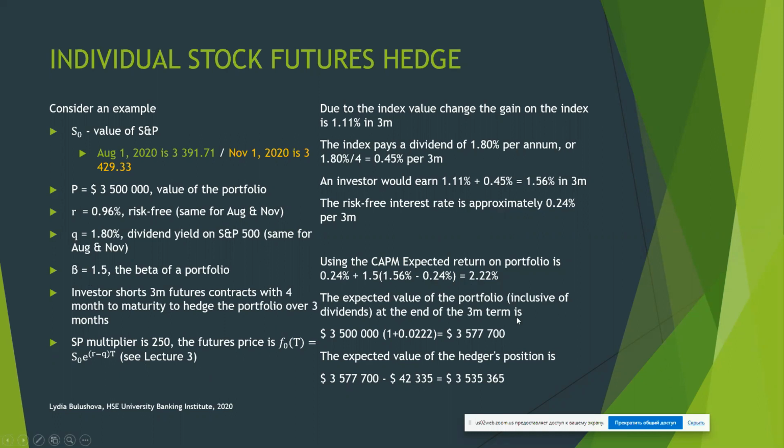So the expected value of the portfolio is as follows. We experienced a loss from our position in futures, $42,000. So the position in the asset generated profit, and the position in futures generated loss. Profit minus loss, that's the net result from our 3-month strategy. So not that bad.